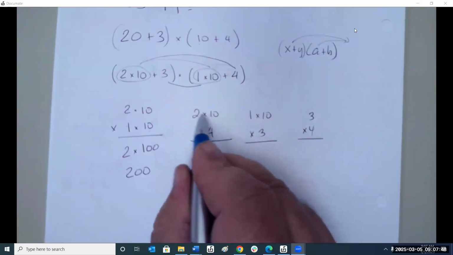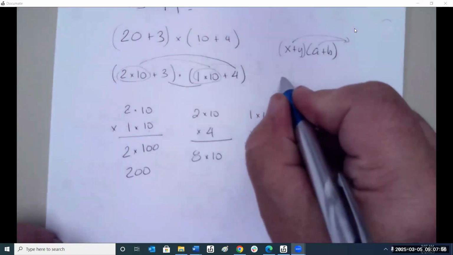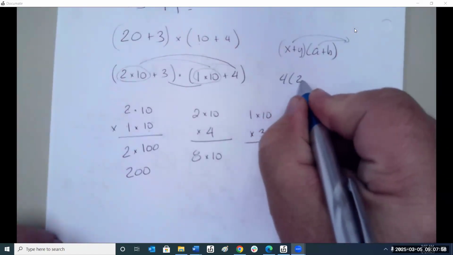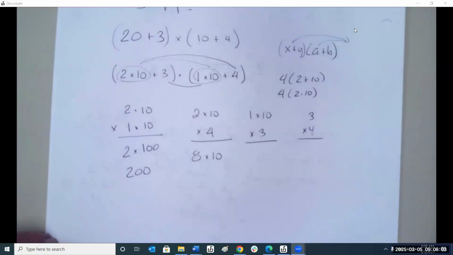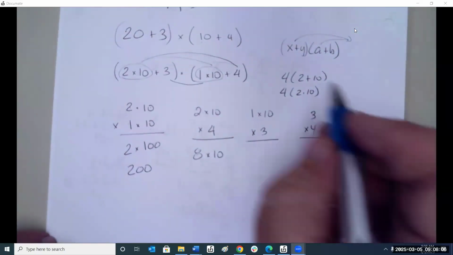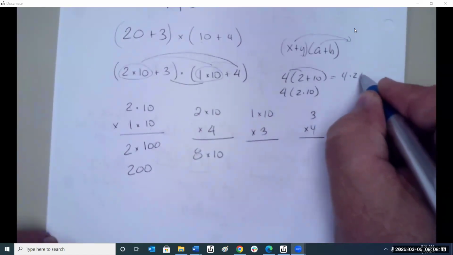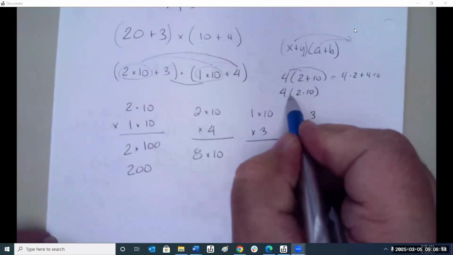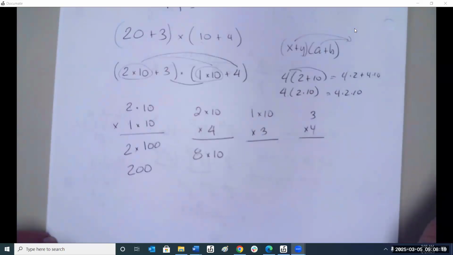Here's an important thing. Why don't I distribute to both of those, 2 and 10, by that 4? There's a difference between 4 times (2 plus 10) and 4 times 2 times 10. The first one says I have to distribute. This one simply says I have 4 times 2 times 10. Since they're all multiplied, I do 4 times 2 is 8 times 10.